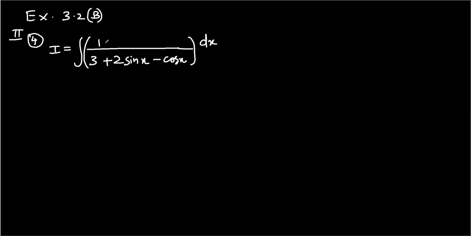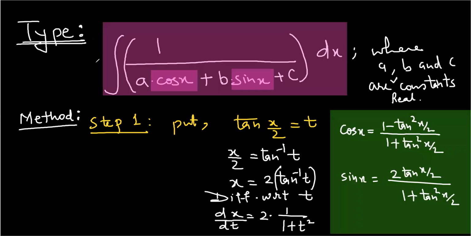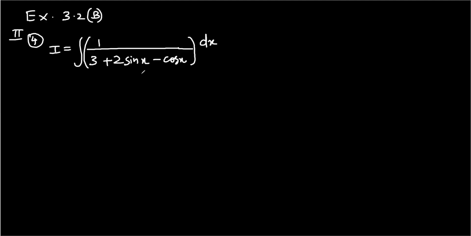So here we have, students, 1 over 3 plus 2 sine x minus cos x dx. So I go ahead and integrate this. First thing, what type is this? Do I know the type? Yes, it is this type. You know, students, many a time a problem could not be solved by a student because she did not realize what type it was.